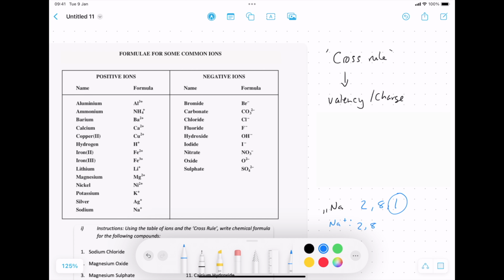Then for group 5, there's the crossover. So everything would be gaining 3 electrons to complete the outer shell, so it would be -3. Then for group 6, like oxygen, for example, would be -2. Then finally, group 7, just 1 electron is needed to complete the outer shell, so that would be -1.